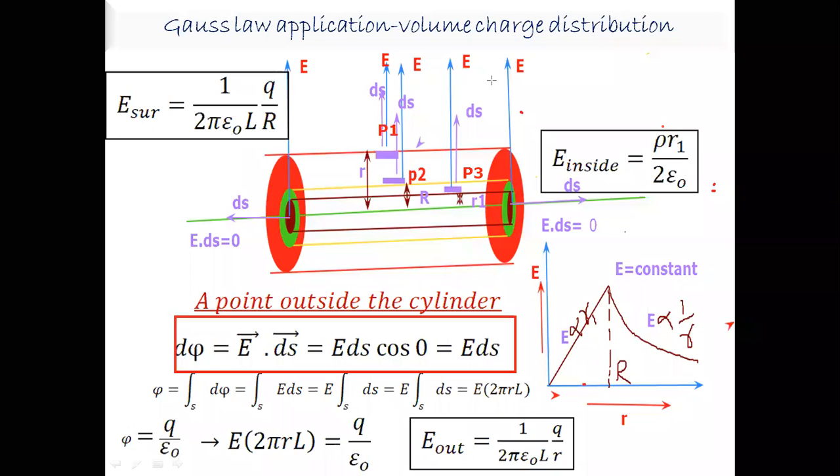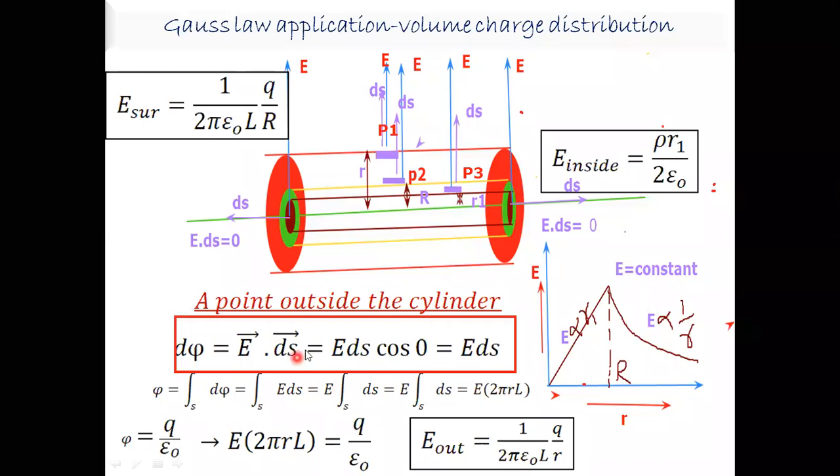Therefore, the total flux through this entire curved surface is given by integrating this. Phi equals the integral of d phi over s, the surface integral, which equals the surface integral of E into ds. Since the electric field strength at every point on the surface is constant, because every point is at the same distance r from the axis of the cylinder, the magnitude of the electric field is constant. Since E is constant, E is written outside of the integral: E times the surface integral of ds. The surface integral of ds is the total surface area of the curved surface, which equals 2 pi R L. You know the surface area formula of the cylinder, 2 pi R L. This is equation 1.